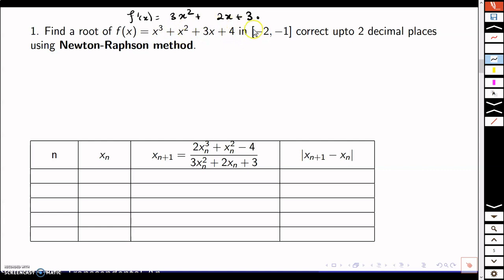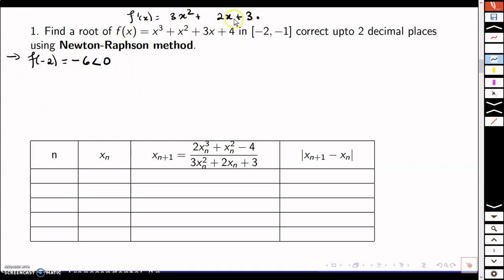Now we will compute the value of the function at the point -2 and -1. So if you look at the value of the function at the point -2, that will be -2 the whole cube plus -2 the whole square plus 3 times -2 plus 4. Okay, and you can easily check that it turns out to be -6. And that's negative.